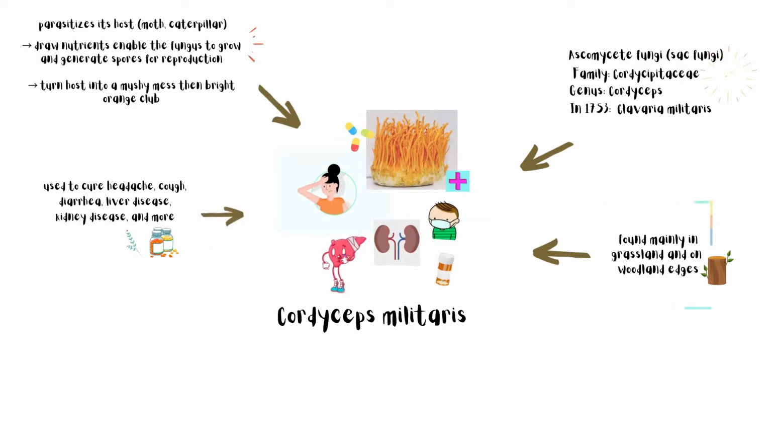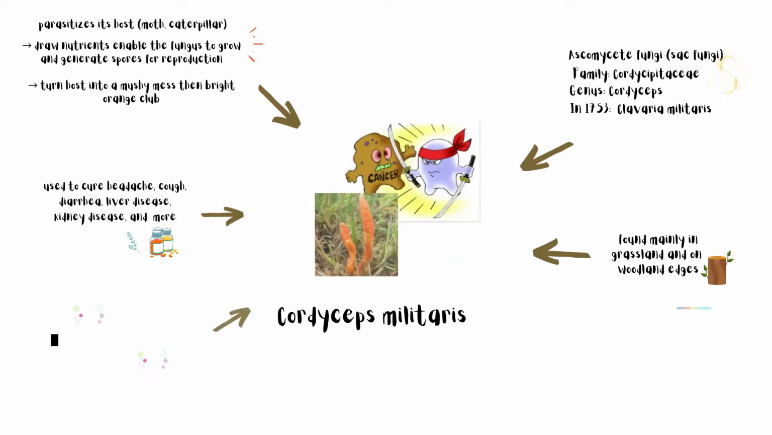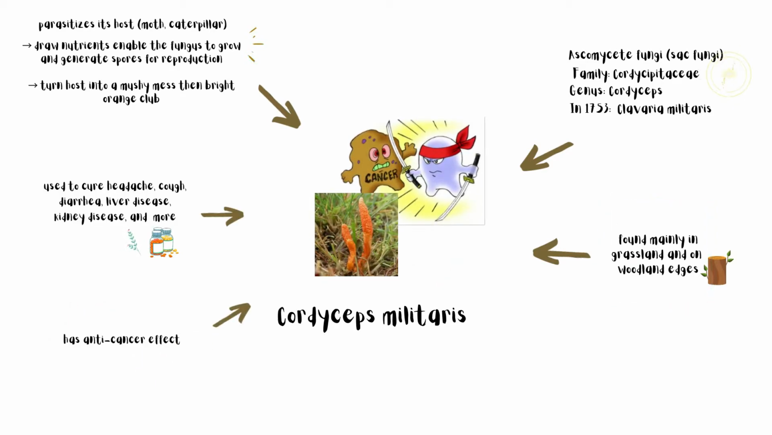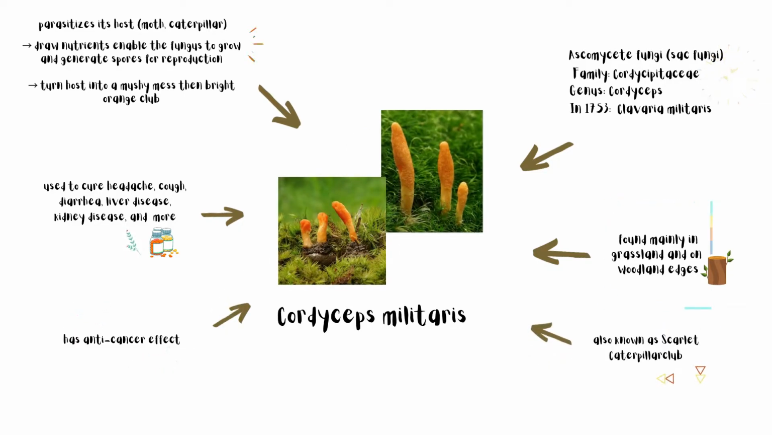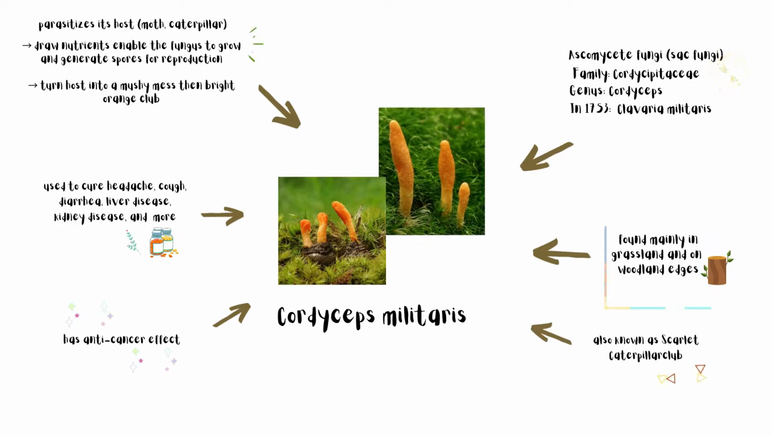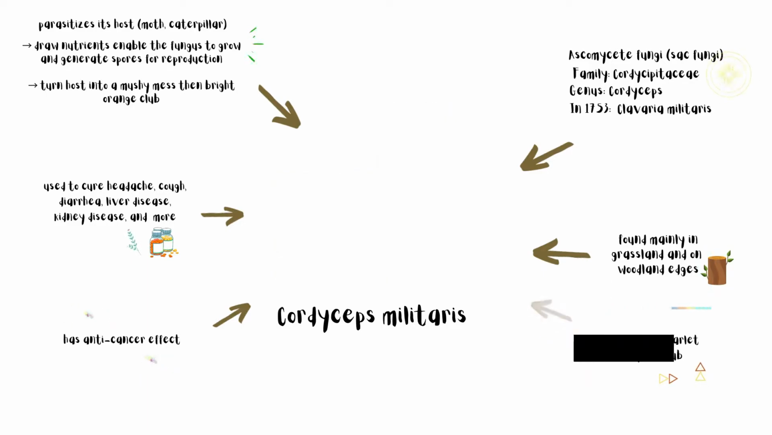Despite this parasitic feature, Cordyceps militaris have been giving benefits to humans since ancient times. They are greatly known to be used to cure headache, cough, diarrhea, liver disease, kidney disease, and many more. In addition, Cordyceps militaris also has an anti-cancer effect, which is associated with an induction of cell cycle arrest and mitochondrial-mediated apoptosis. Oh, and before I forget, the other name of Cordyceps militaris is scarlet caterpillar cloud.